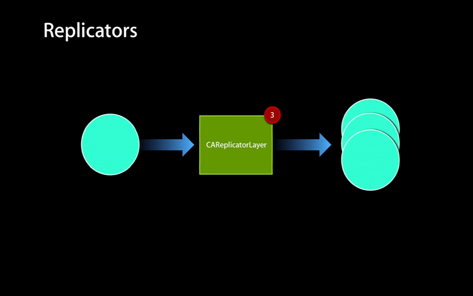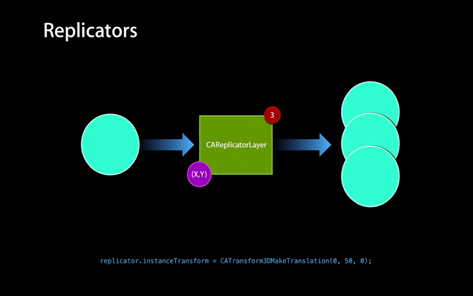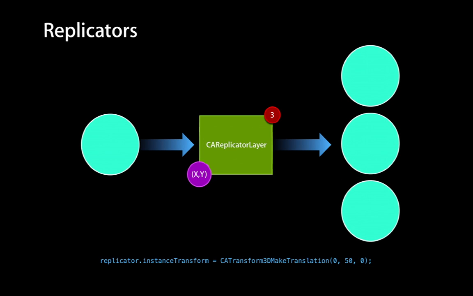So the replicator layer offers a number of offsets that you can have applied to each of the copies. The one that I'm going to do first is a transform. And so I'm going to create a transform that basically just shifts the Y position down by 50 pixels for each copy. So what's going to happen is the original layer will remain at its position, and then the second one will be 50 pixels down, and then the third one will be an additional 50 pixels down, so it's cumulative.